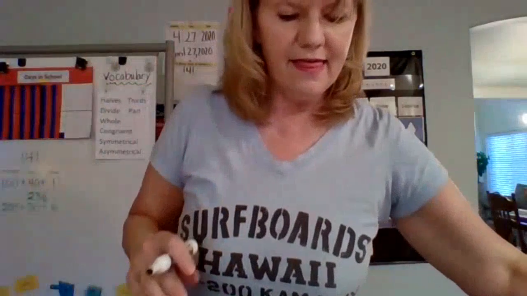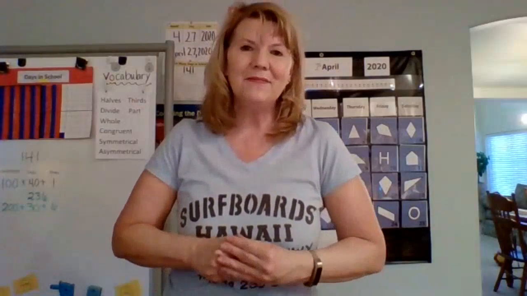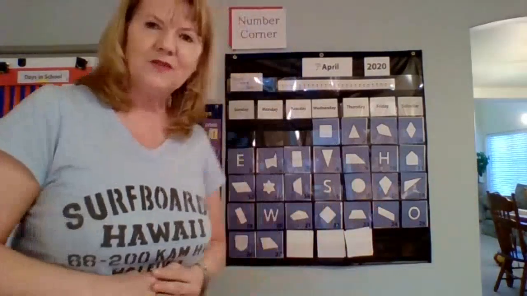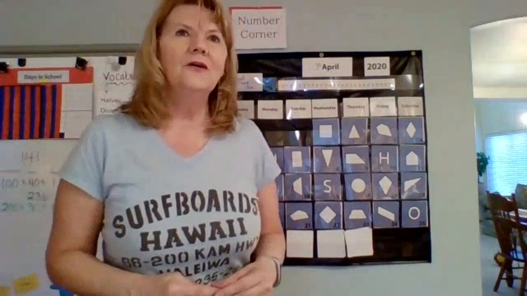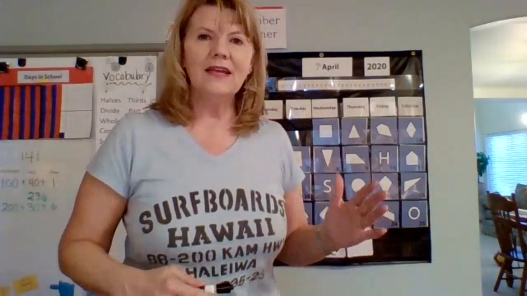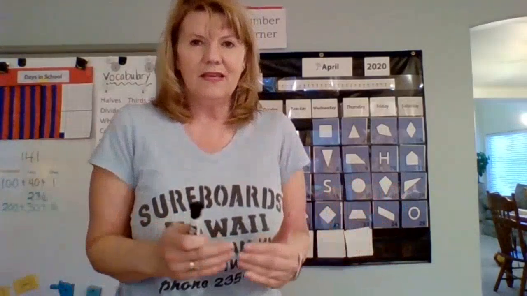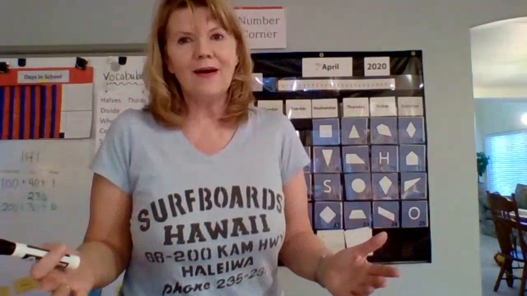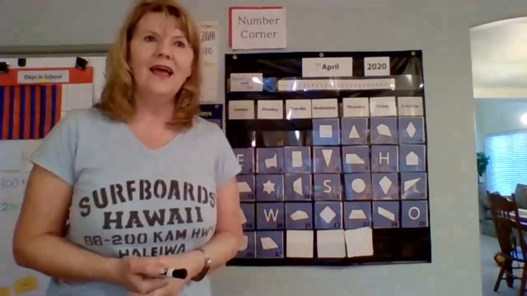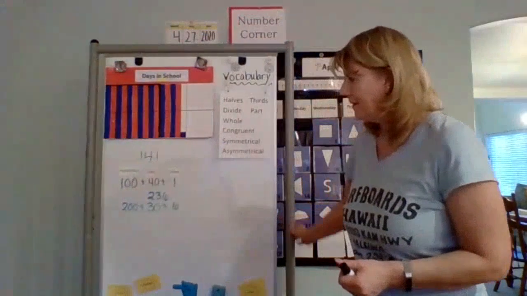Okay, and that is my lesson for today. Today we predicted calendar pieces to determine if they were symmetrical or asymmetrical. We worked on understanding fractions, and we learned about equal parts and how many parts equal a whole. If we're talking about thirds, 3 equal parts equal a whole. And we learned how to write the expanded numbers.